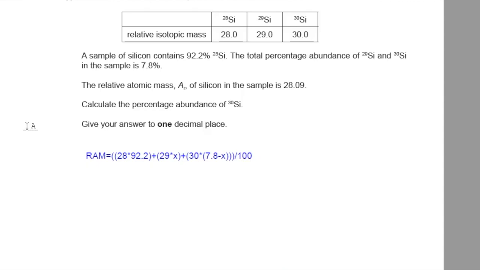Now when you substitute the RAM, which is 28.09, and rearrange the formula, you'll get a value of x as 6.6%. I assumed that silicon 29 has an abundance of x, so 6.6% is the abundance of silicon 29. Hence, for silicon 30, it will be 7.8 minus 6.6, which is 1.2%.